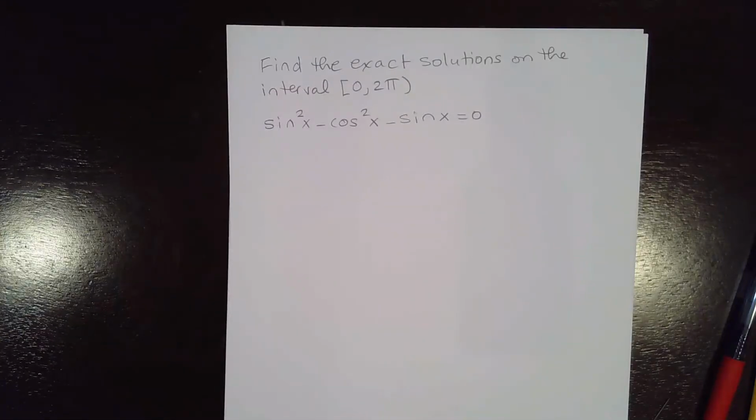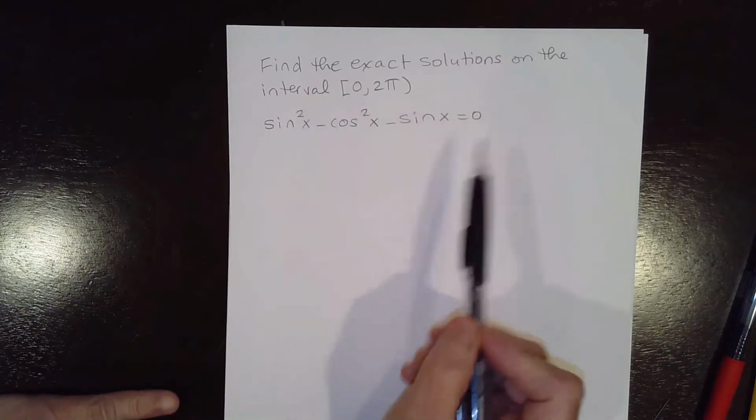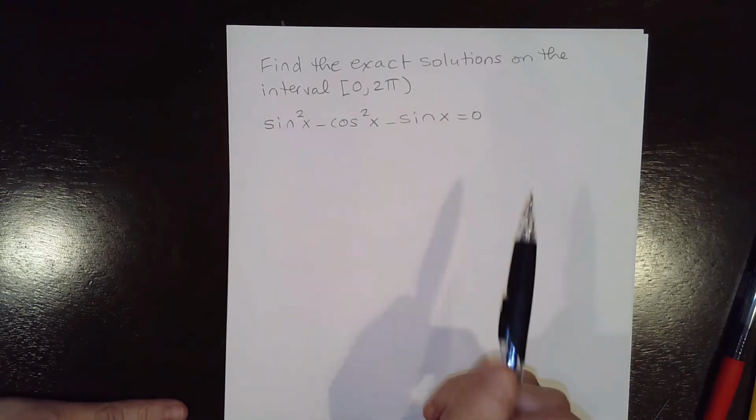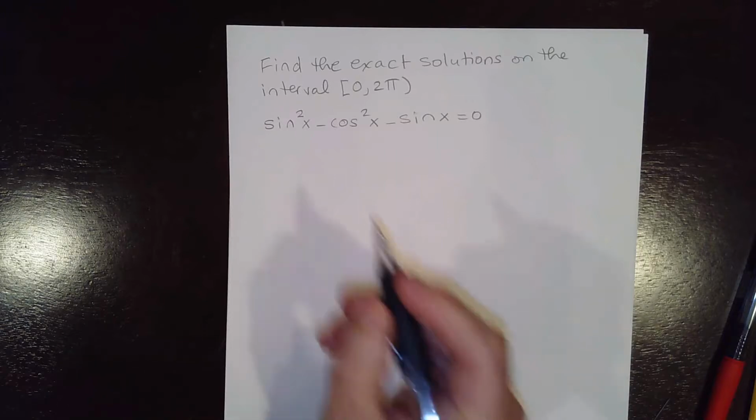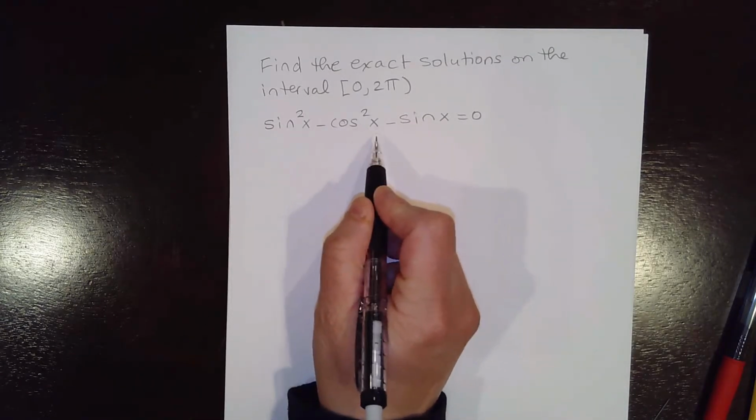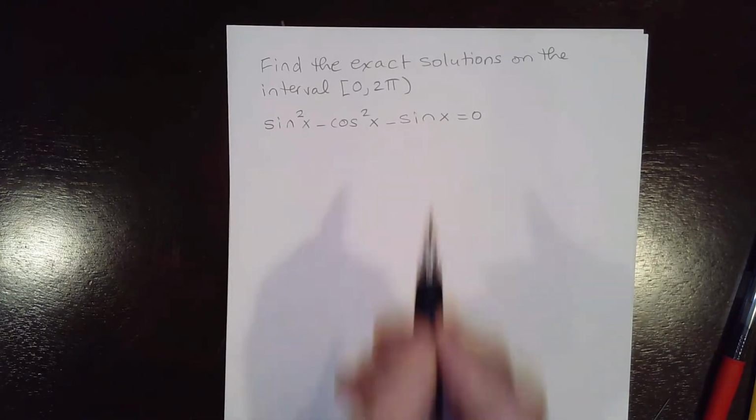Hello everybody, today we're going to solve another trigonometric equation. So we need to find the exact solution on the interval from 0 to 2 pi. We have sine squared x minus cosine squared x minus sine x equal to 0.